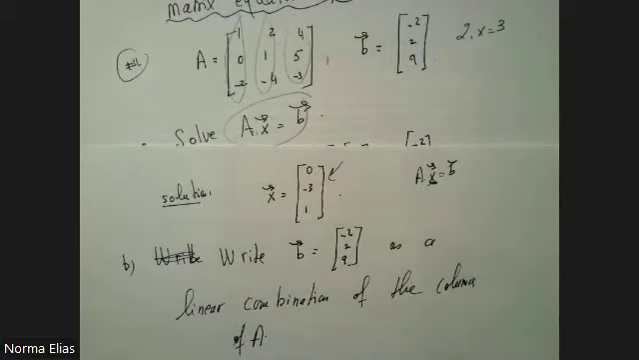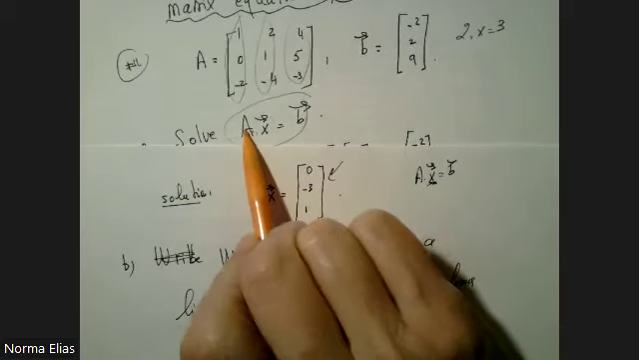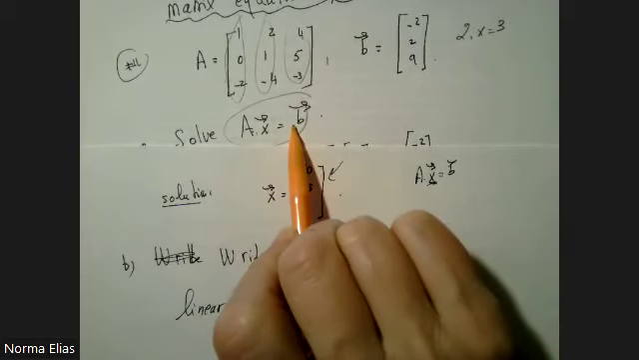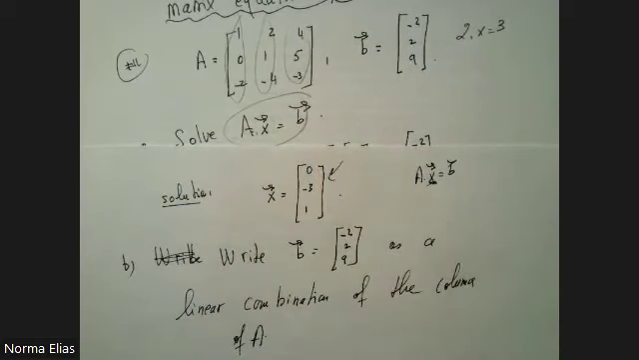We solved. This is the solution to that. If I take A multiplied by this vector, I should get B. So my question is, write B as a linear combination of the columns of A. Anybody? B is minus 3A2 plus A3.